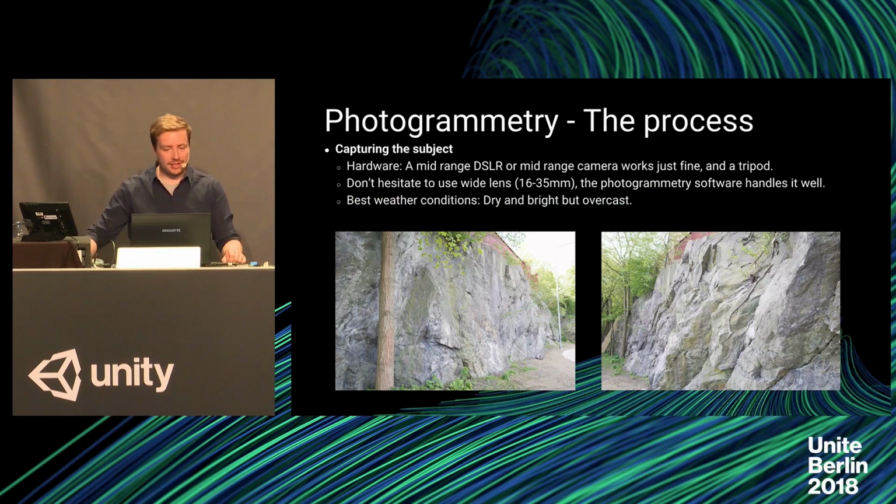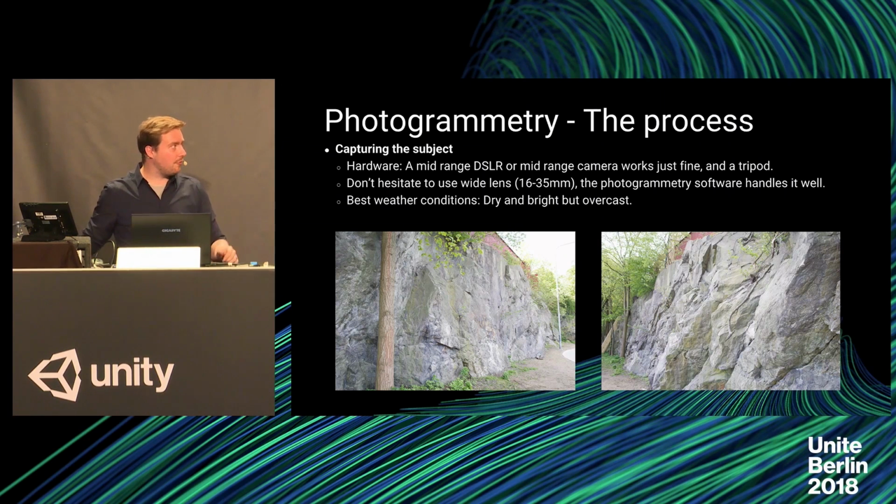So the first step is, of course, to capture the object. Basically, you just go with your camera somewhere and you start taking pictures of the model that you want. You don't need really expensive equipment to do that. A mid-range DSLR camera works fine, and maybe a tripod. You need your pictures to be very clear. Also, it's sometimes nice to use a wider lens. Some people might think that because of the distortion it's not very good, but actually the photogrammetry software handles it very well.